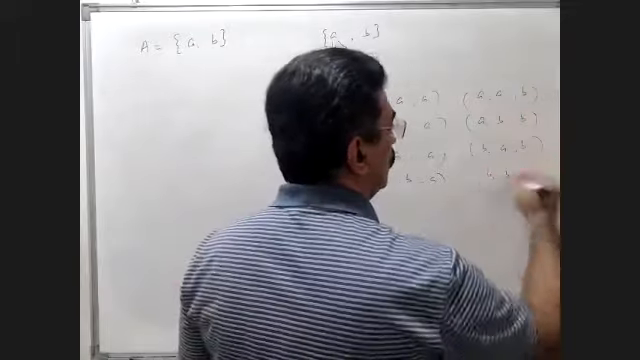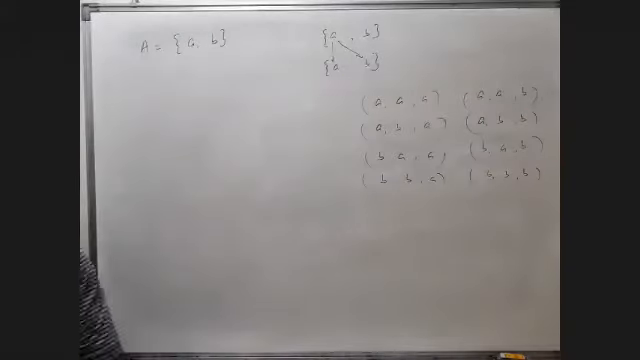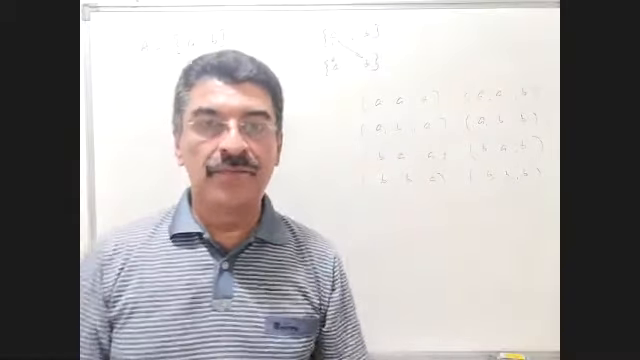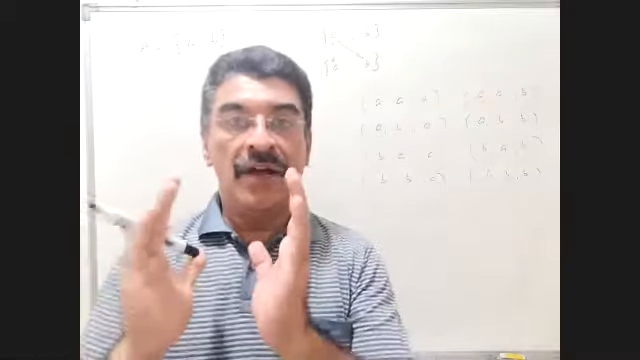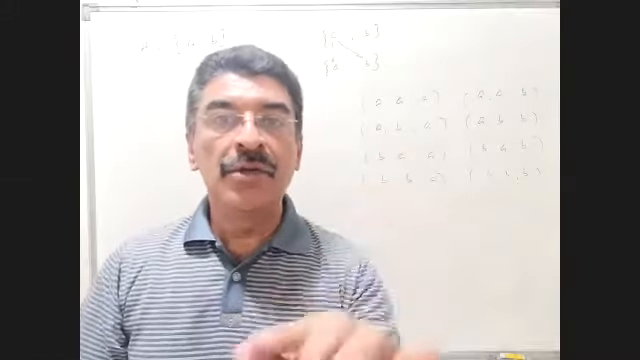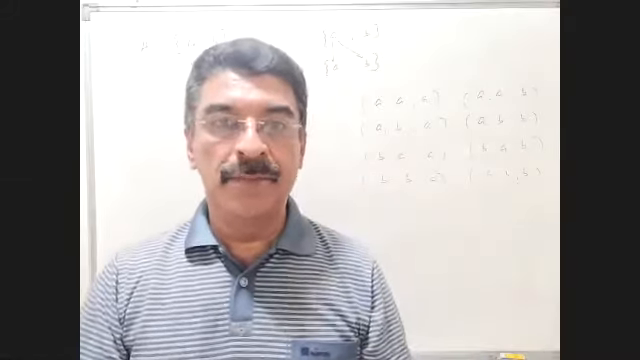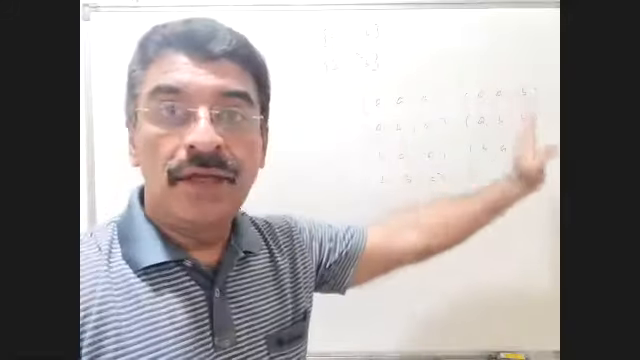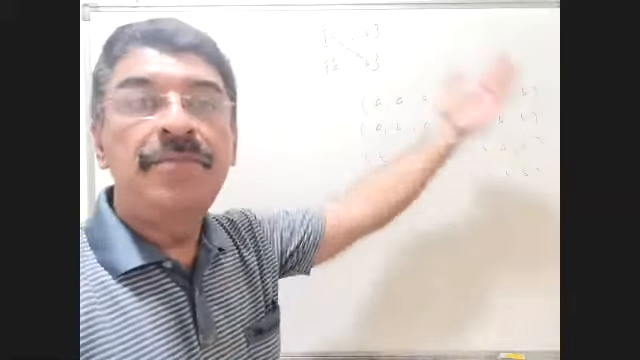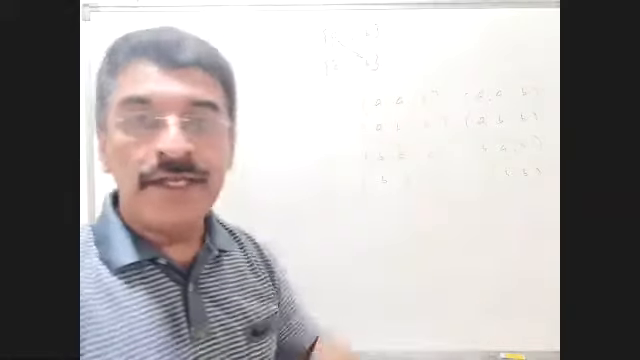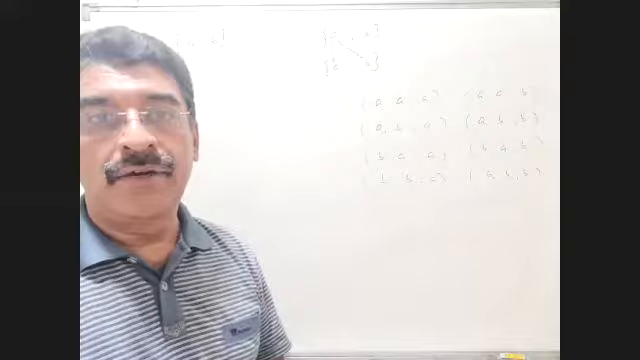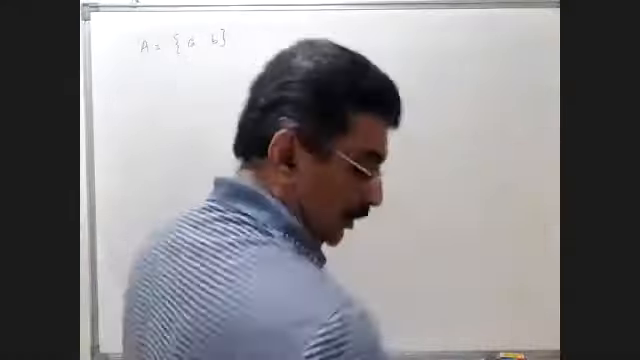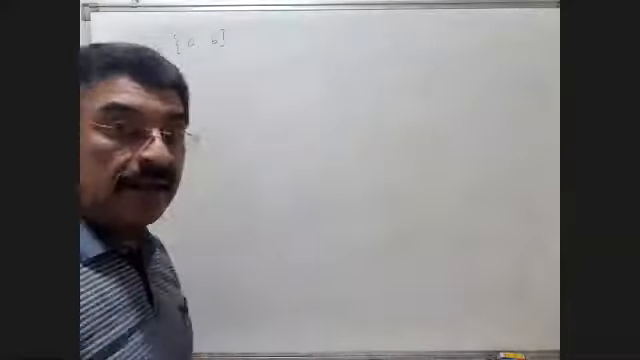So to write A cross A cross A, imagine A cross A, write A cross A in your mind. After writing A cross A, include one more element at the third place. How to include? First, write a as the third element, then write b as the third element. So a total of 8 elements will be there in A cross A cross A. Similarly, here is another method.